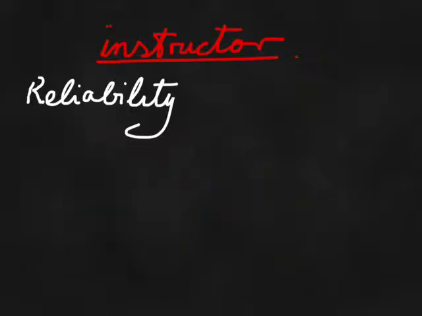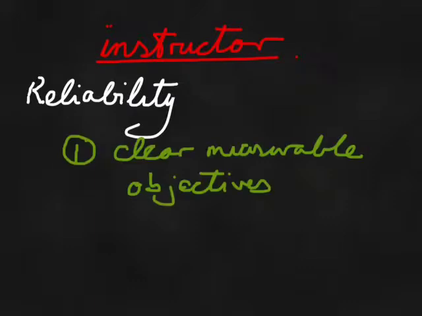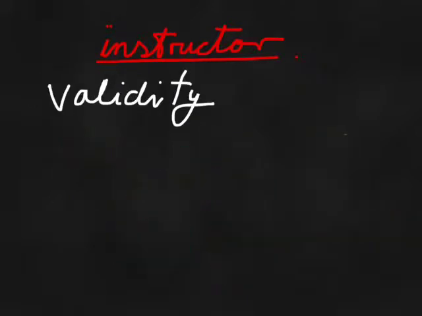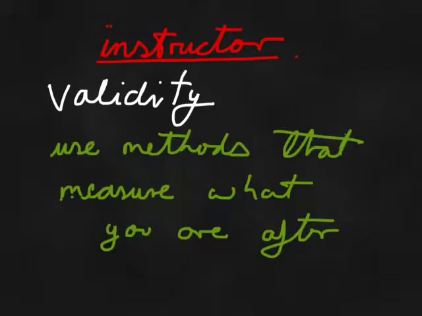There are 2 things you can do to help your instructor and help your students increase reliability. The first is setting out clear, measurable objectives. And the second is using rubrics that actually reflect those clear, measurable objectives that you've helped set with the instructor, and of course you've communicated with your students. And there are ways you can help your instructor improve the validity of assessments. And that's using methods that actually measure what you're after.